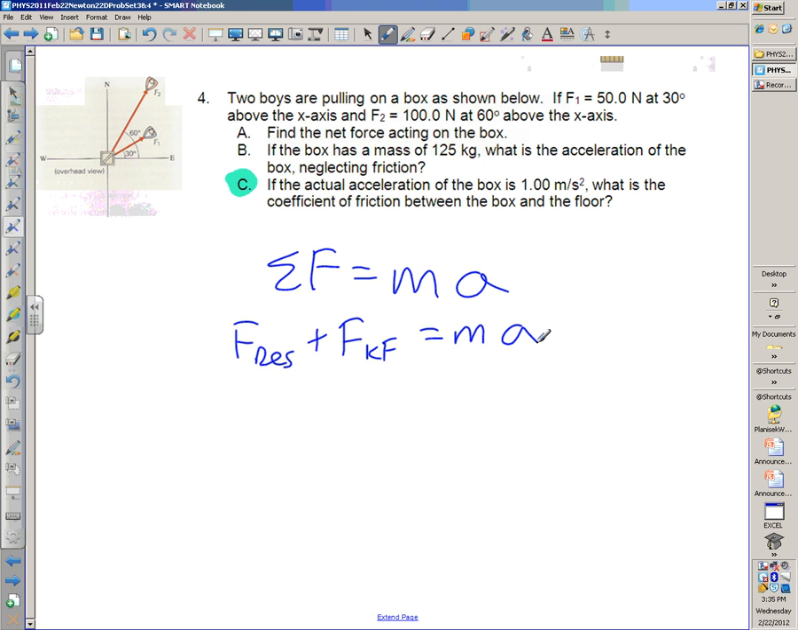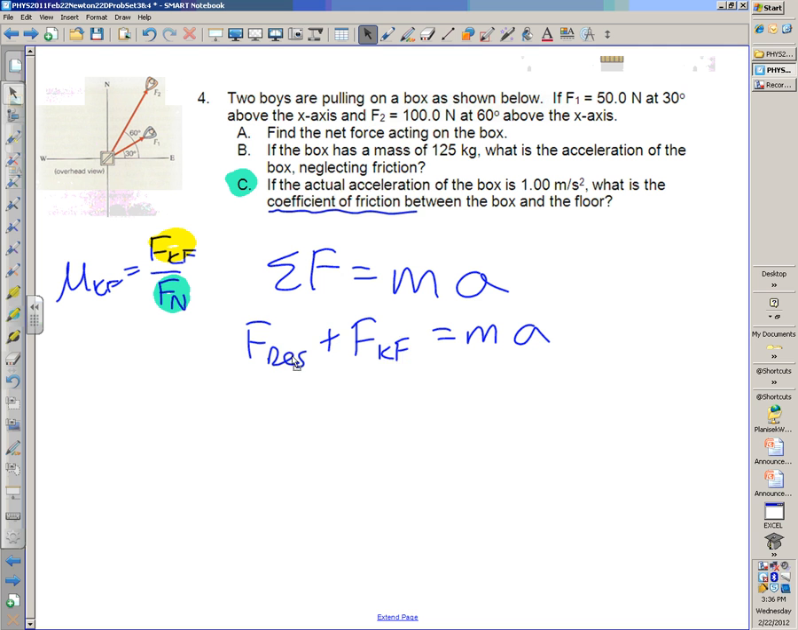If we're going to find the coefficient of friction between the box and the floor, remember from our formula, there's our formula for the coefficient of friction. If we want to find the coefficient of friction, we need to find the force of friction and the normal force. If we take a look at how we manipulated Newton's second law here, kinetic friction is part of that equation. We've already established that the resultant force between the two applied forces was 145.5. We don't know what the frictional force is.